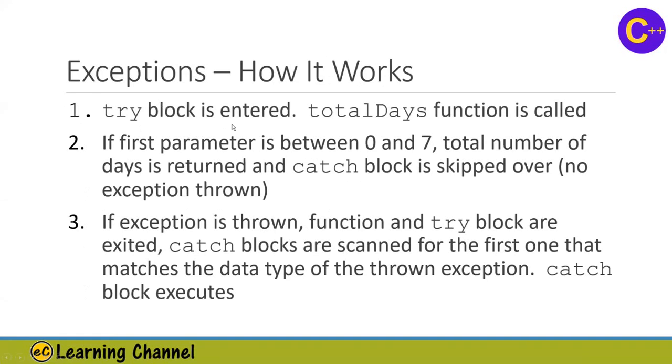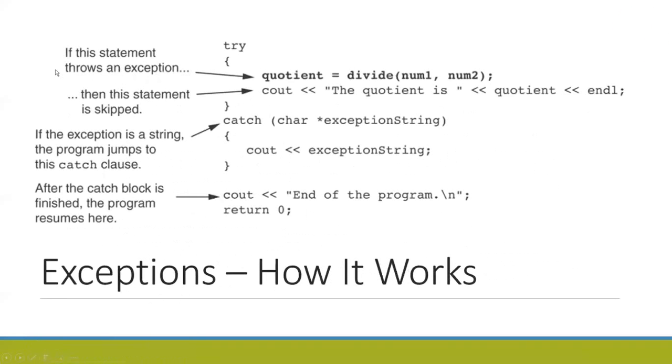Okay, so the try block is entered. The total day function is called. The first parameter should be between 0 and 7. Outside that range it will throw an exception, but that exception is actually just a string. So the exception is thrown. The function and try block are exited right away. It won't continue with anything over there. The catch blocks will be scanned for the first one that matches. If nothing matches, the program will be terminated. If something matches, it will continue from there.